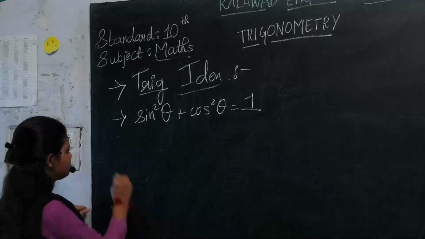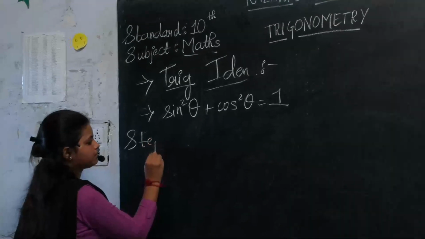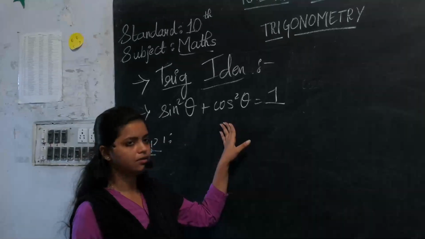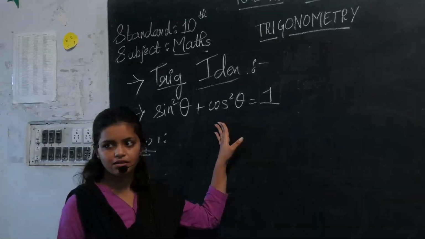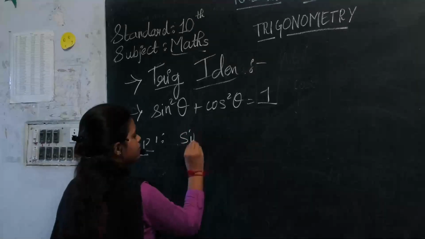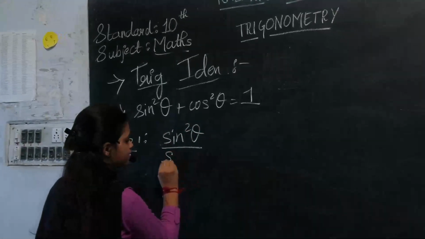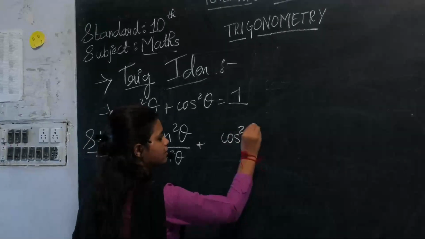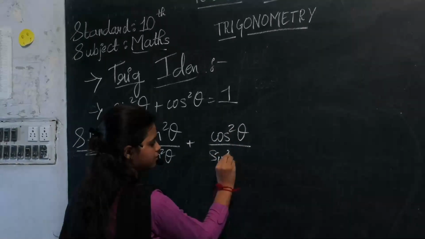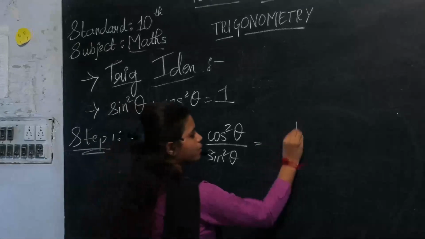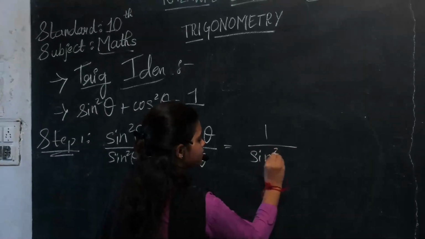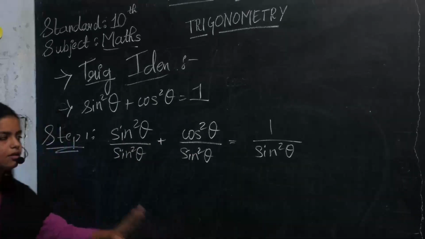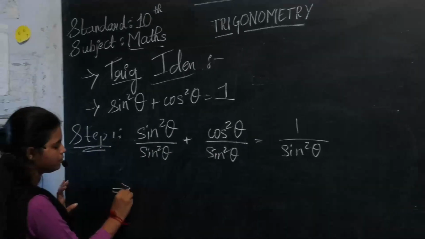How? First step. Step 1. Divide this equation with sin square theta. What will we get? Sin square theta upon sin square theta plus cos square theta upon sin square theta equals 1 upon sin square theta. We are dividing by sin square theta on both sides, left hand side and right hand side. Okay? What will be the answer?